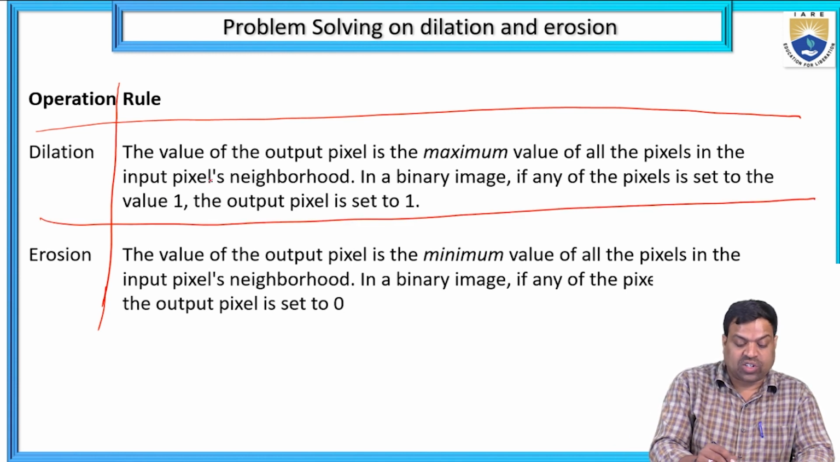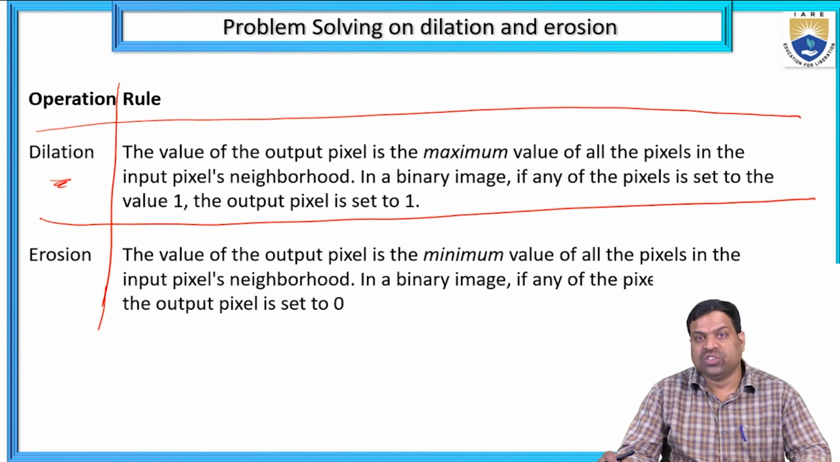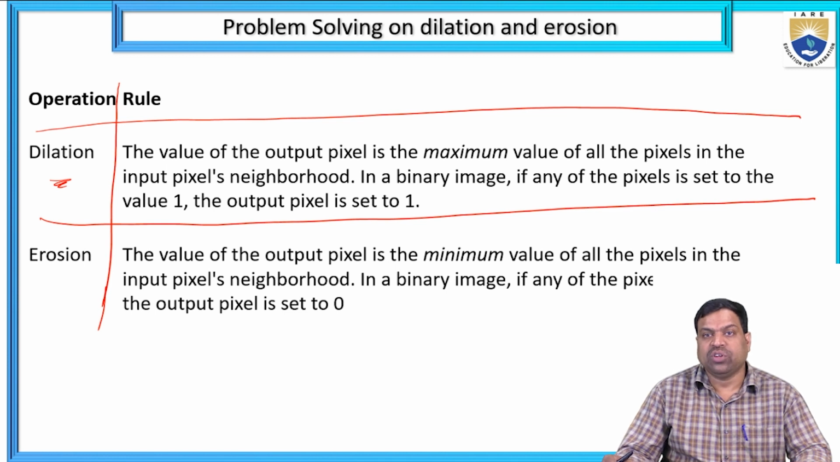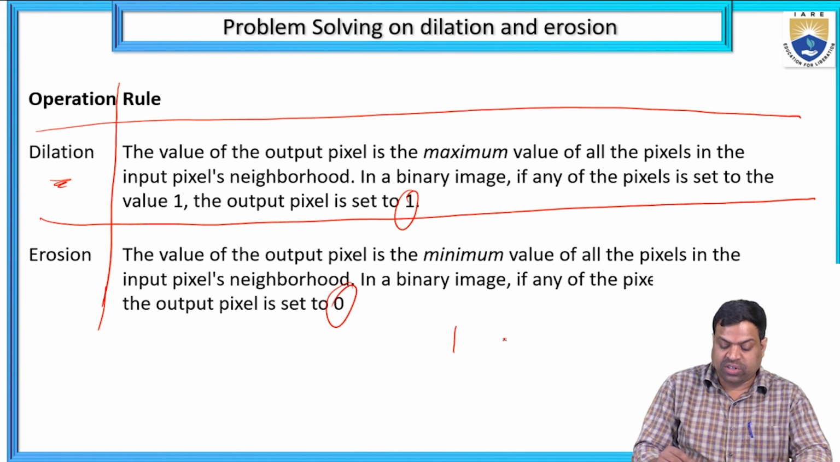So what is the dilation operation and rule? Suppose I am taking the dilation. The rule: the value of the output pixel is the maximum value of the pixels in the input pixel neighborhood. In a binary image, if any of the pixels is set to the value 1, the output pixel is set to 1. Erosion: the value of the output pixel is the minimum value of all the pixels in the input pixel neighborhood. In a binary image, if any of the pixels is set to 0, the output pixel is also 0.